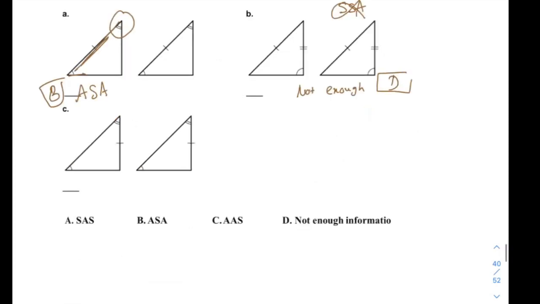For the first one here, for the triangle, we have angle, then side. Angle, then side. AAS, so it's C. AAS, and that's all.